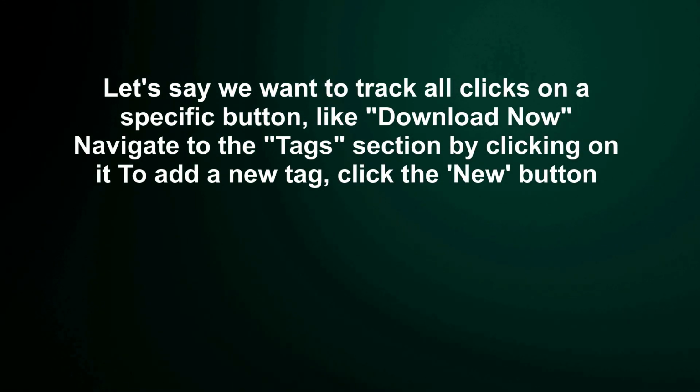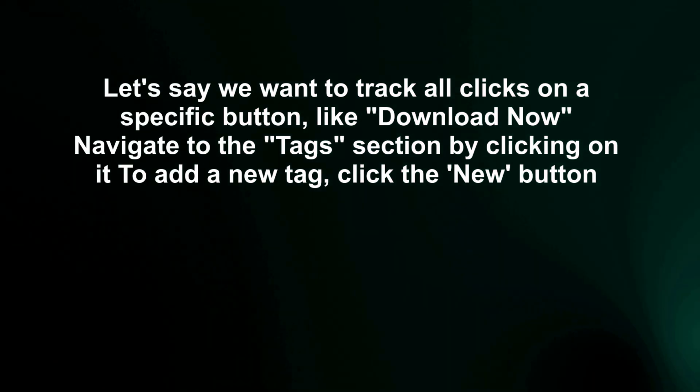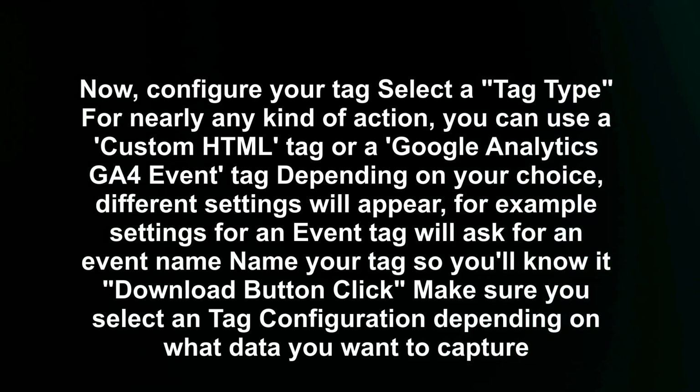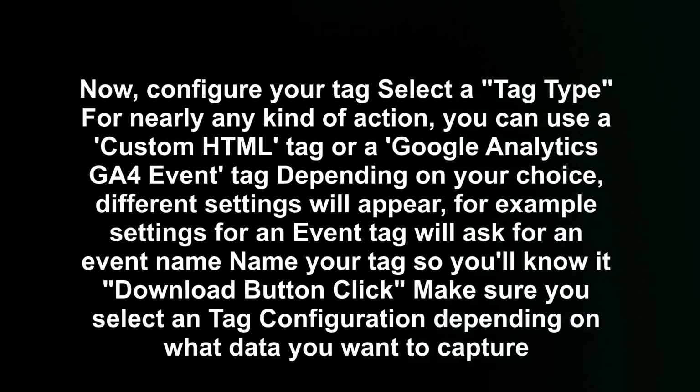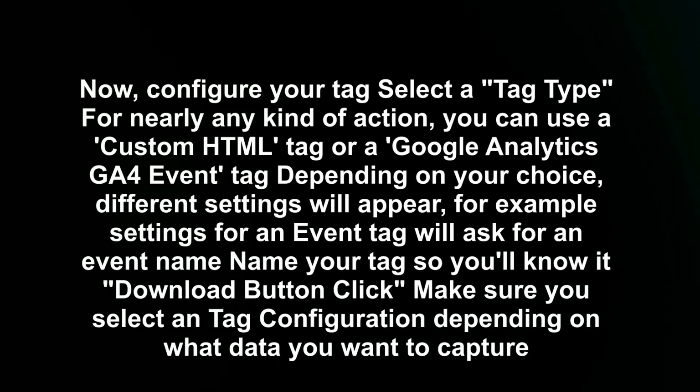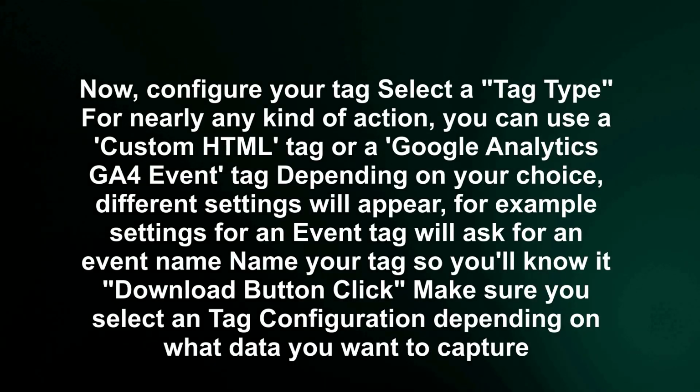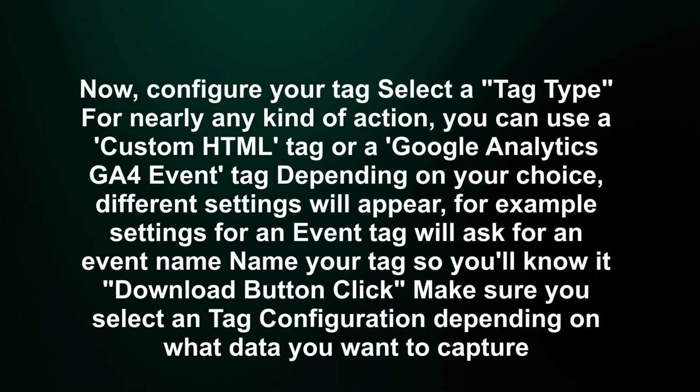Navigate to the Tags section by clicking on it to add a new tag. Click the New button. Now, configure your tag. Select a tag type for nearly any kind of action. You can use a Custom HTML tag or a Google Analytics (GA4) Event tag, depending on your choice.